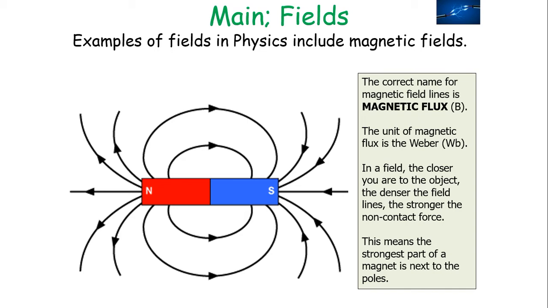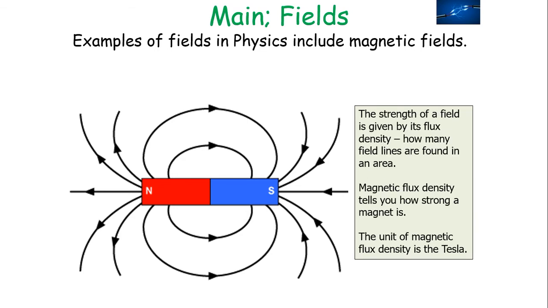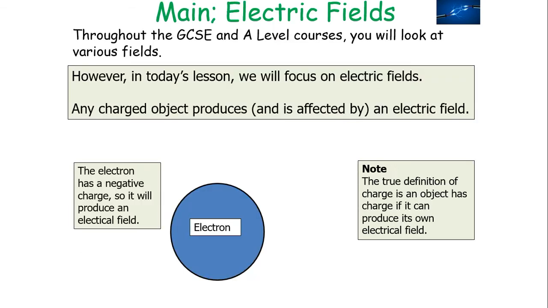From looking at this part of our magnetic field diagram, you'll notice the field lines are closest together at the poles, so the strongest part of the magnetic field is at the poles. The strength of a field is given by what we call its field line or flux density. So the magnetic flux density, which is measured in Teslas, tells you how strong a magnet is.